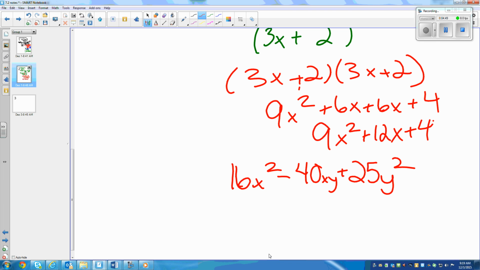So what do you do with the trinomial square? Take the square root of the first, put it up front. Take the square root of the back, 5y. And what goes in the middle? The sign that's in the middle, so negative, and then we square this. Okay? If I wanted to know the x-intercept, what would I have to do?